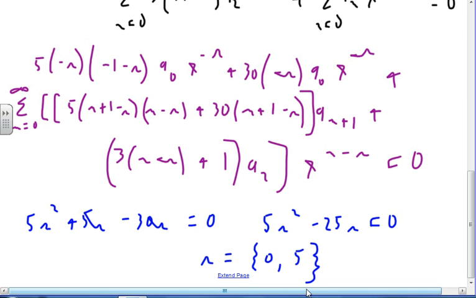Well, that was a cool looking bracket, wasn't it? We're looking back in the book and we see that, yep, r can be 5 and r can be 0. Okay, so the author agrees that those are the two r's.